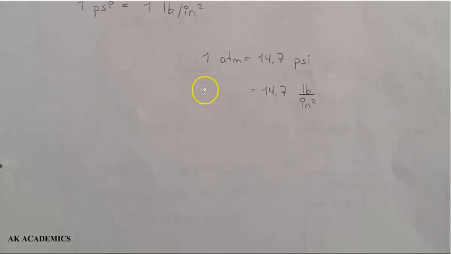1 atmosphere of pressure is equal to 14.7 pounds per square inch, and that is also equivalent to 14.7 pounds per square inch if you want to write it out in terms of the real representations.